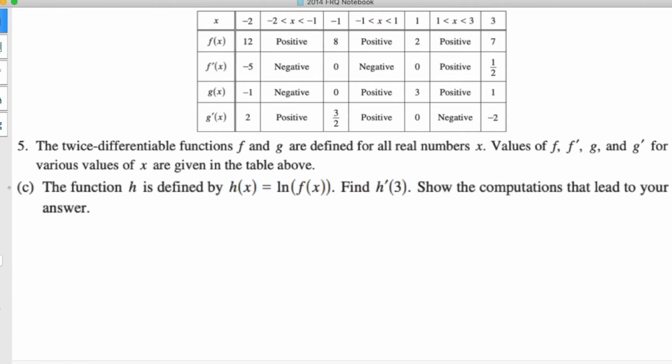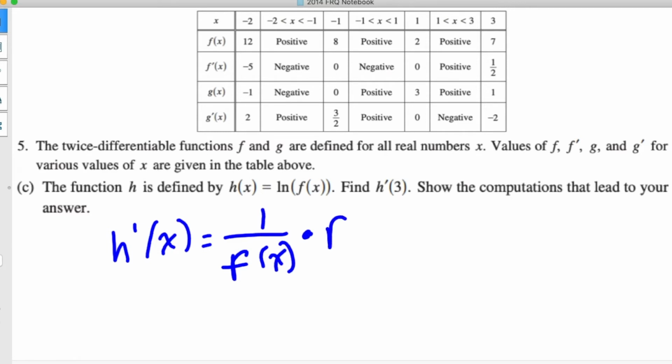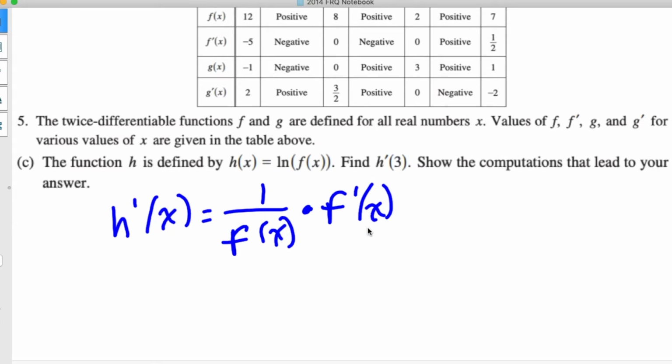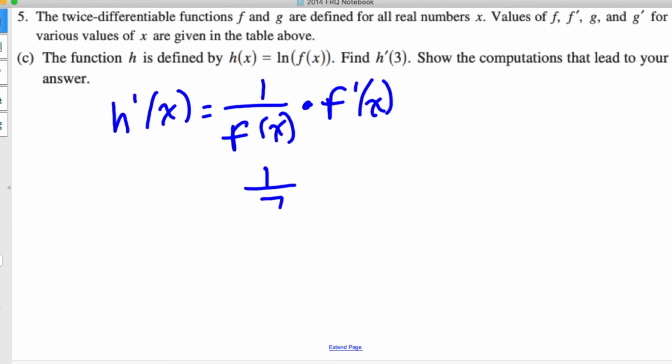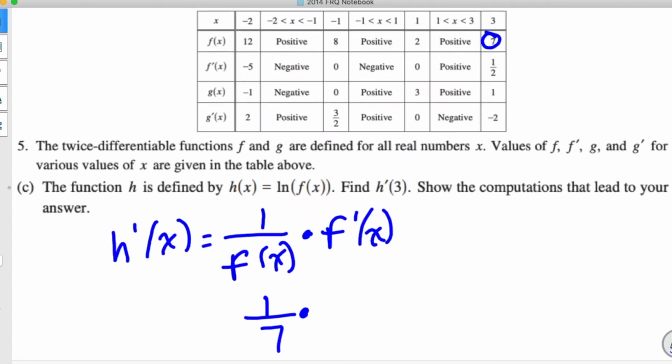Part C, the function h is defined by this. Find h prime. Let's do that first before we start plugging in 3. So h prime of x: outside function ln means we're going to have 1 over f of x times the derivative of the inside, which is f prime of x. For 3, we're going to have 1 over, what's f of 3? Well, come up here and look. F of 3 right here is 7. So that's 1 over 7 times, that was way off. Let's try that again. Times f prime of 3.